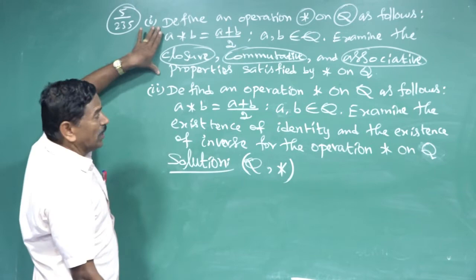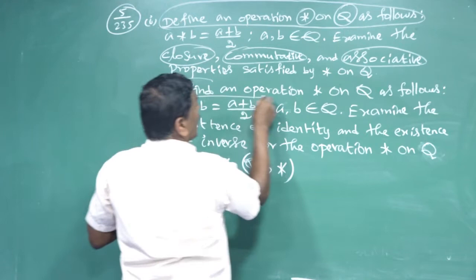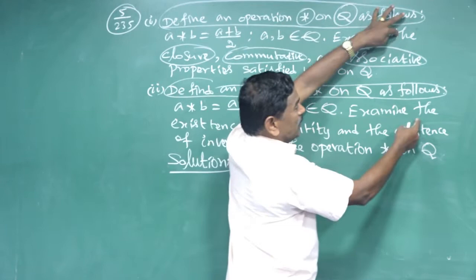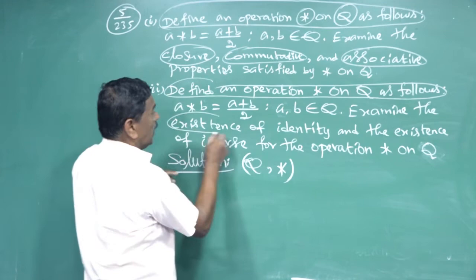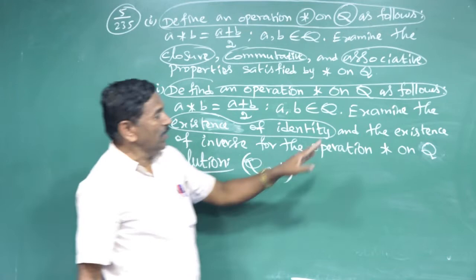Next is the second sub-question. Again the same question. Define an operation star on Q as follows. The first line is the same. A star B is equal to A plus B by 2, such that A, B belong to Q. Examine the existence of identity and the existence of inverse.